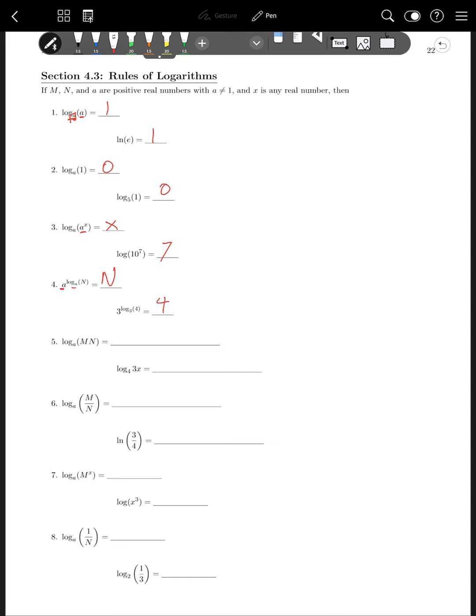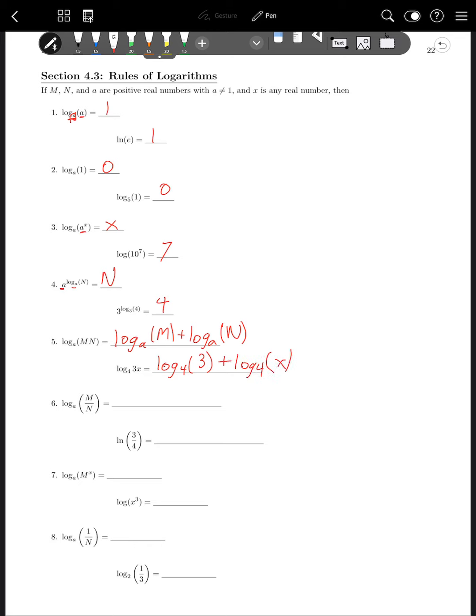Okay, so those are a lot of the rules and things we've already seen before. But beyond that, we have some other rules we want to work on. If you have a product inside of a logarithm, you can rewrite that as the sum of two logarithms. So log base a of m times n is the same thing as log base a of m plus log base a of n. So log base 4 of 3x is the same thing as log base 4 of 3 plus log base 4 of x.